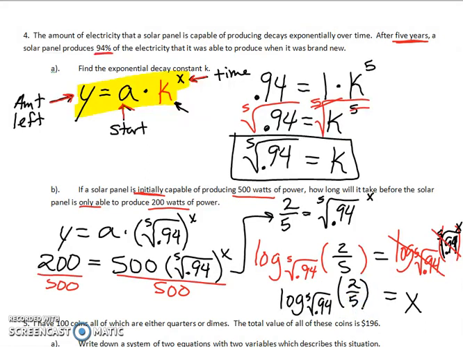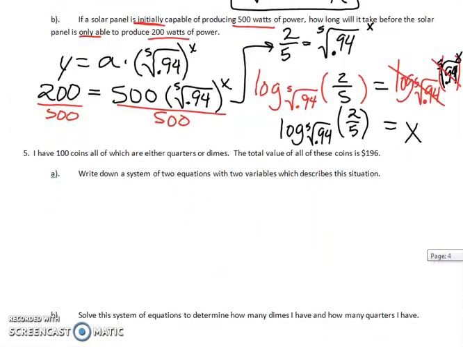Okay? Now, I promised you guys when you take your final, it's not going to be this hard. Okay? This is a little ridiculous. It's not going to be this hard. But in order to solve this, we're going to have to use our change of base formula.